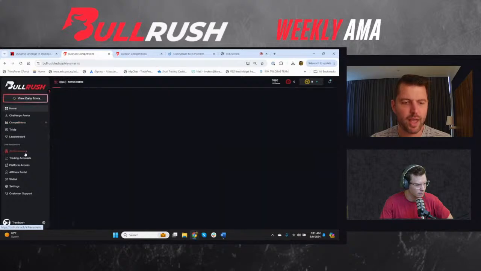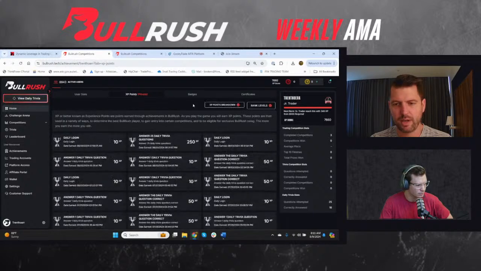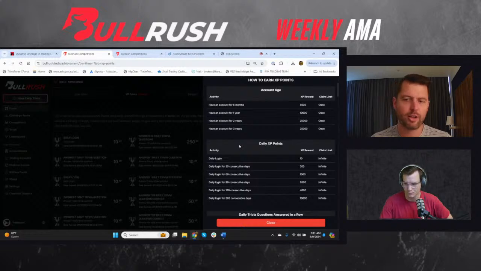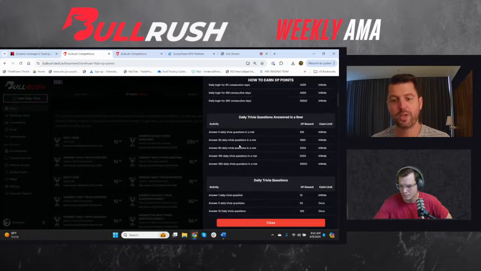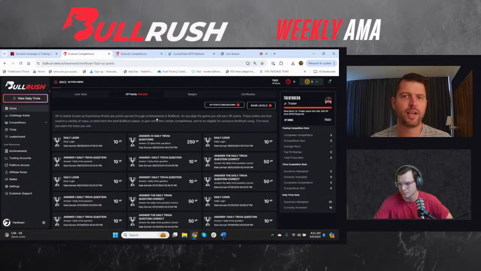So everything you do in the system, you get points for. If I come over to my XP points here, I can see an XP point breakdown, and it's everything in the system, whether you're logging in daily, whether you're winning competitions, whether you're answering the daily trivia question, whether you get that correct, you're getting points along the way. And those points are used for a lot of different things throughout the system, including which merchandise you're eligible to get or purchase. And again, that competitive nature, we plan on putting some pretty high-end merchandise in there.